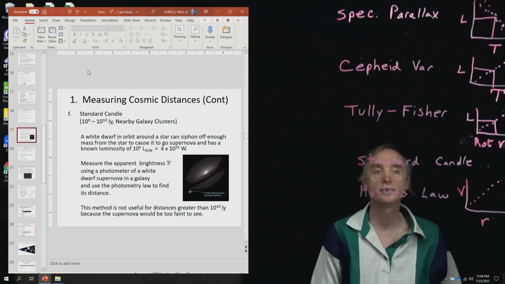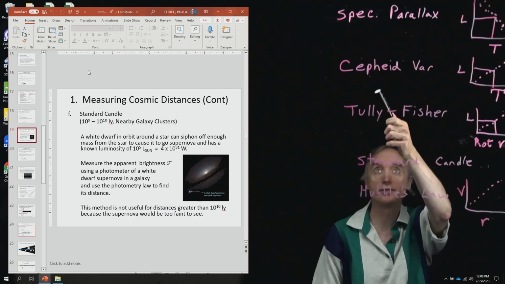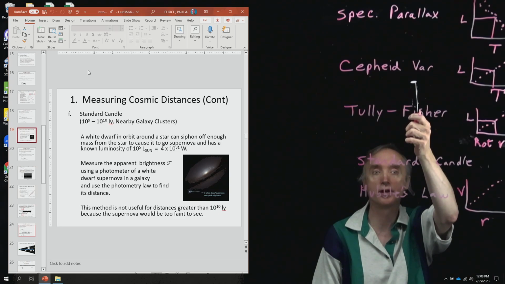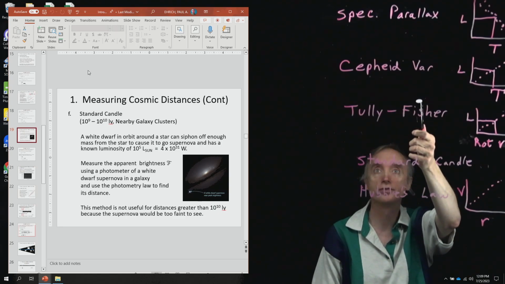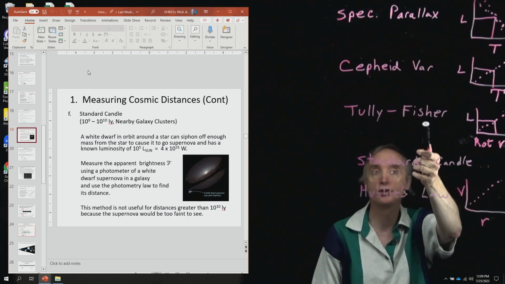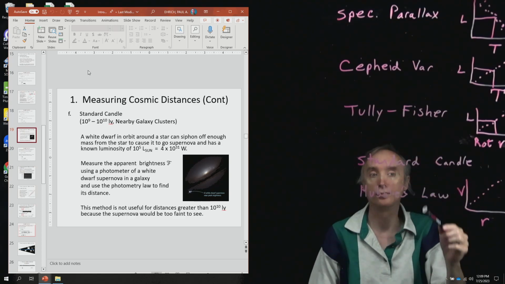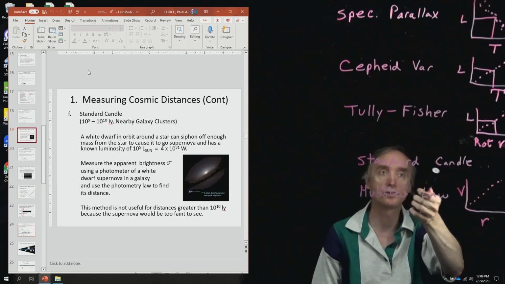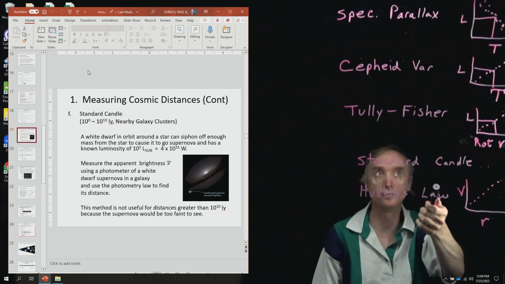Okay, before we continue with a review of the different ways of measuring the distances to objects in our universe, I just want to do a review of what we've done so far. So we've got spectroscopic parallax up there at the top, Cepheid variables, Tully-Fisher relationship, and then in just a few moments we're going to do the standard candle and then Hubble's law.